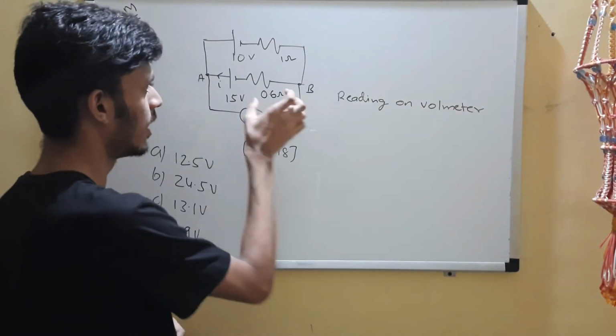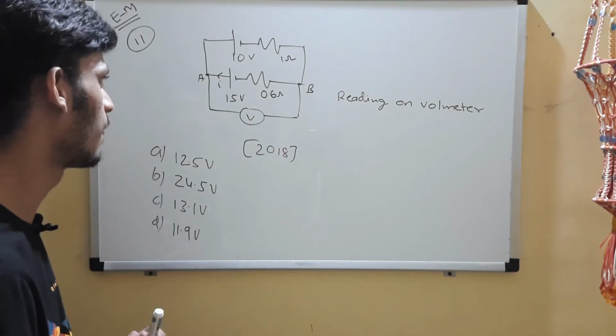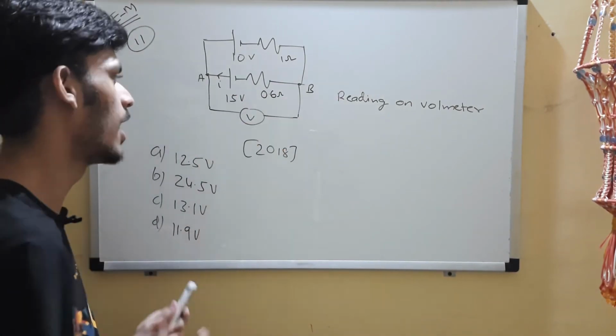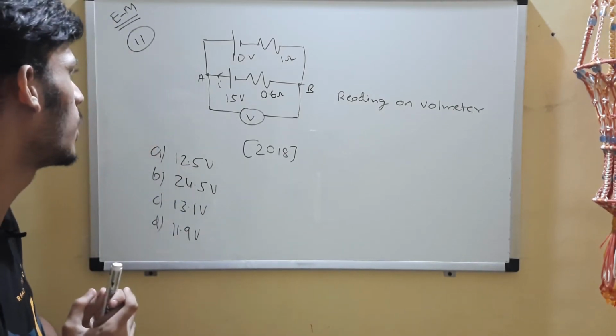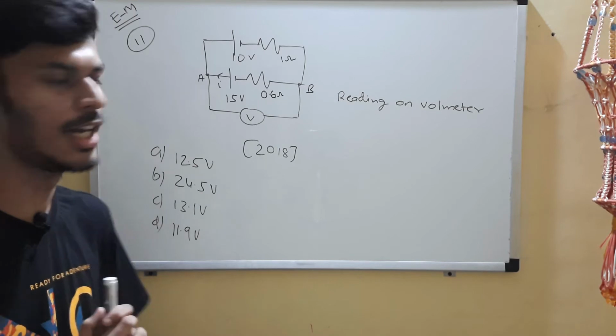So first of all, let us find out the current in the circuit, so that we can find the potential drop across this resistor, right? I into R. That will give us the potential drop across the resistor which we want. Okay, so let's find the current in the circuit first.